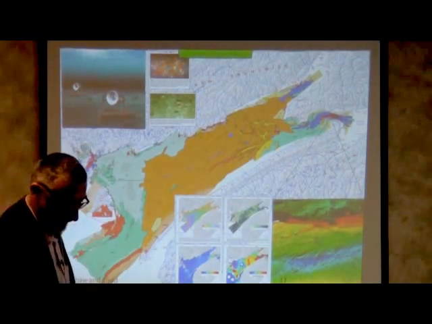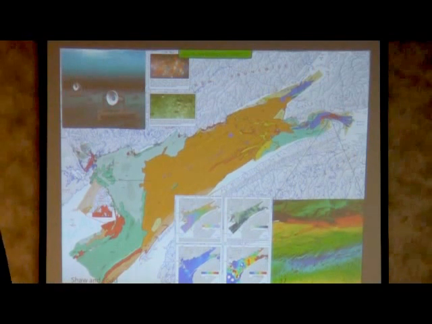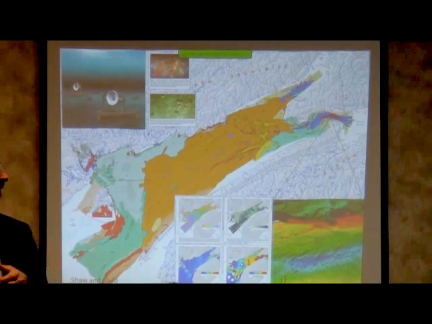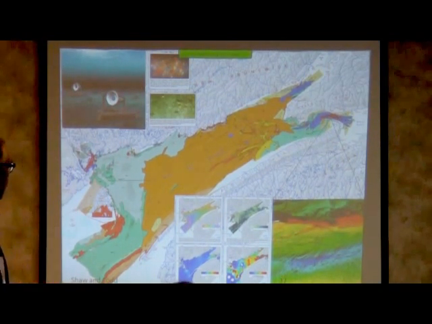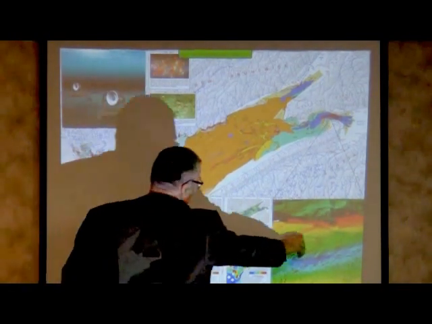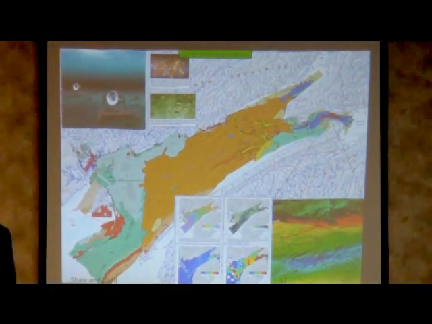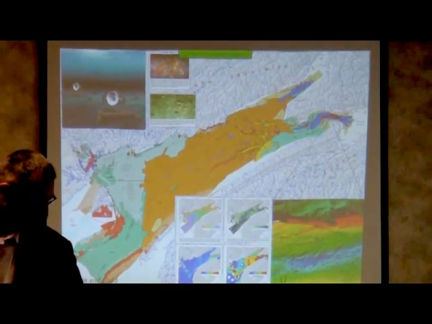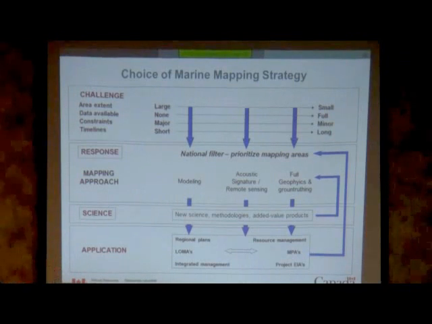This map is infinitely useful to marine managers, to managers of fisheries, to people who are planning to put underwater infrastructure, such as tidal turbines. You know, they're looking for bedrock. This is an example of a nice, stable piece of seabed where putting infrastructure is possible.